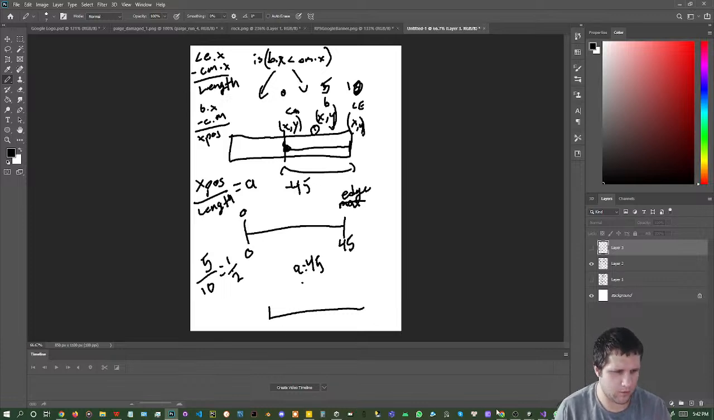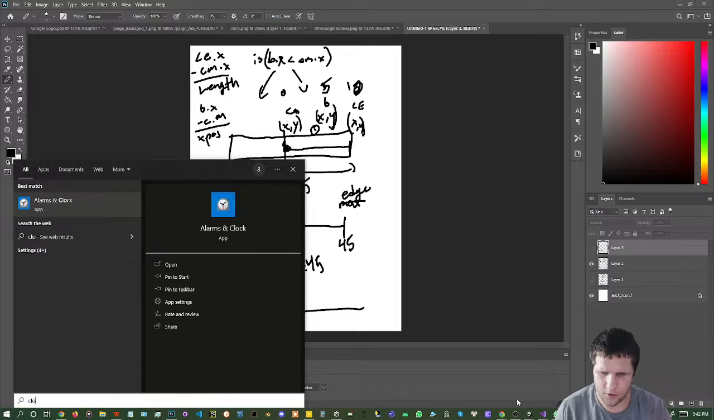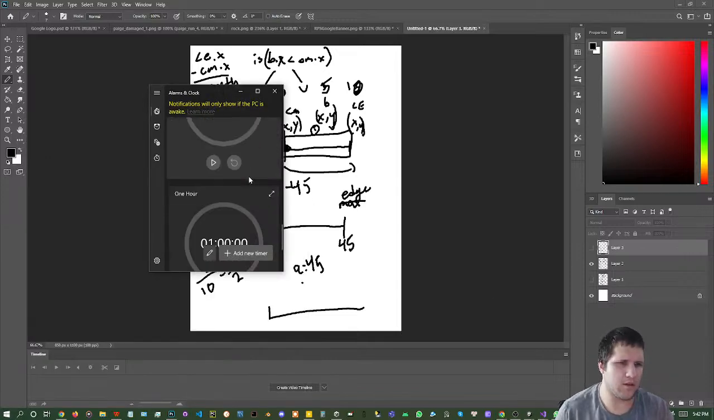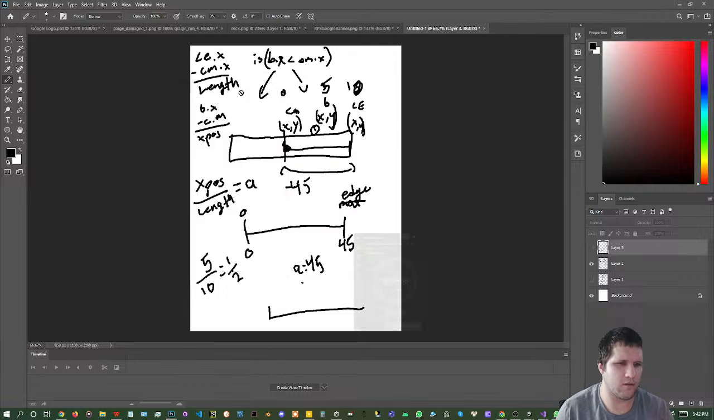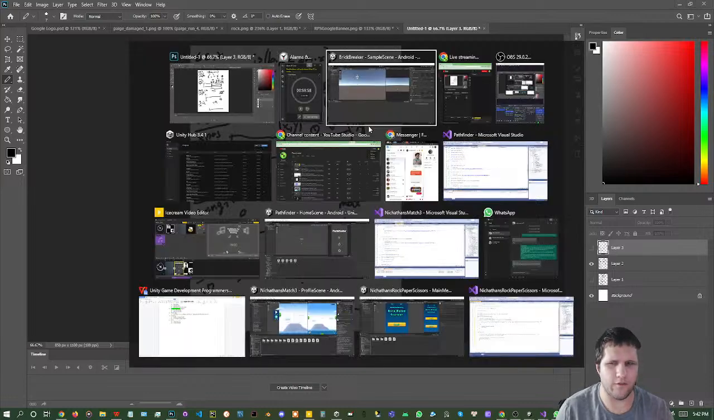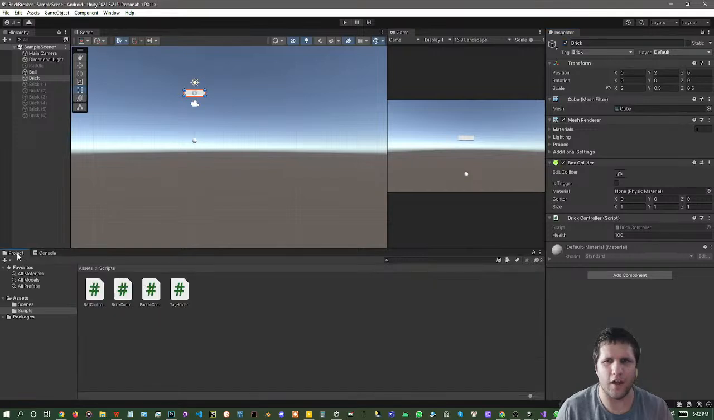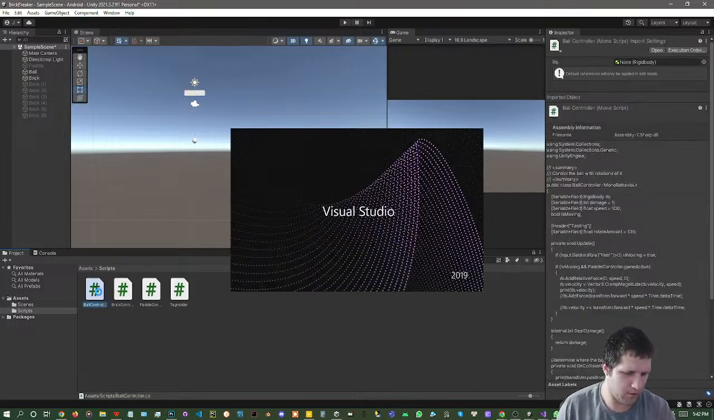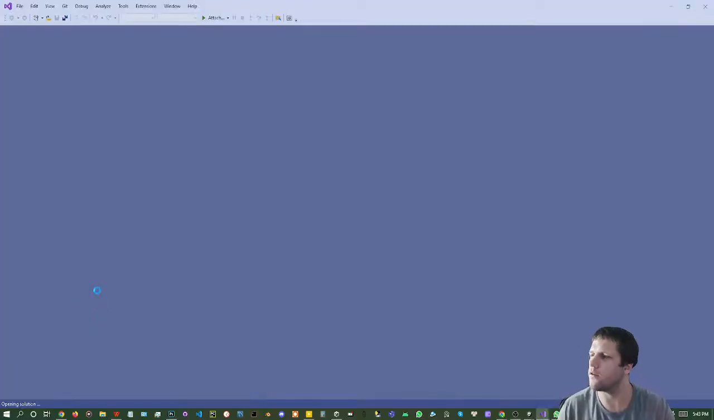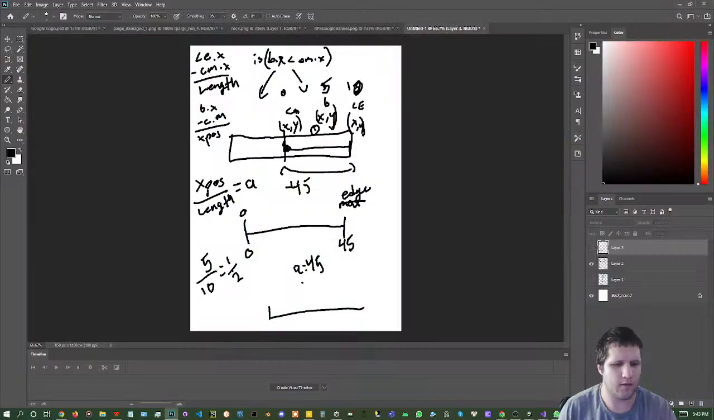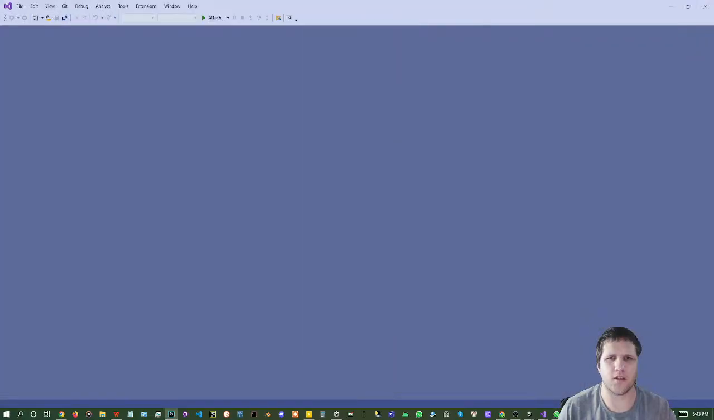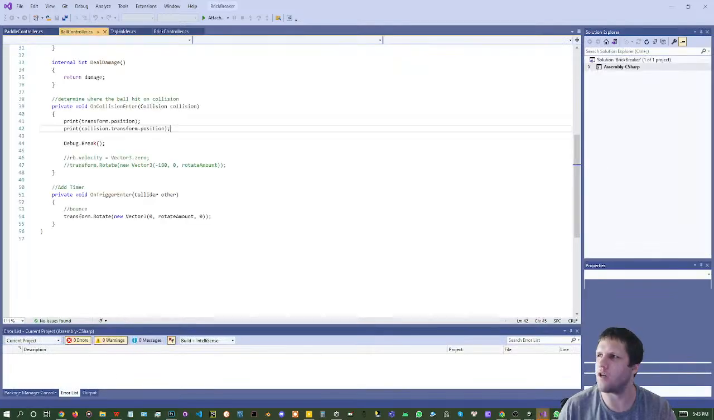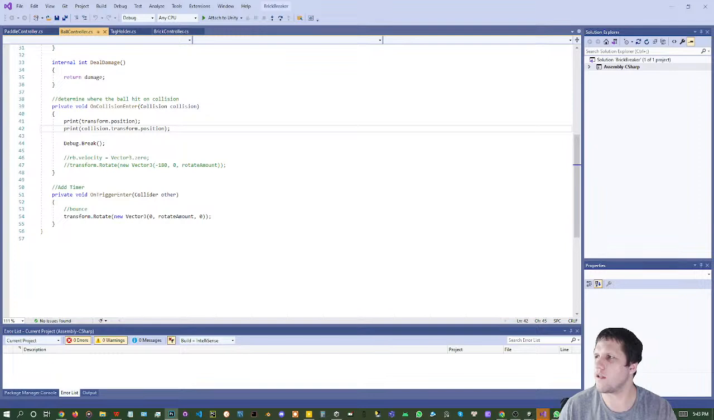Okay, well, let's start our timer now and see how far we can get. And see if this math is even viable. Okay, so let's do this from our ball controller. Let's wait for these to load. Let me actually move my Photoshop to my other screen so I can see that at the same time.